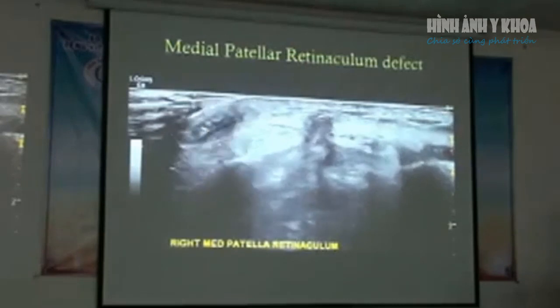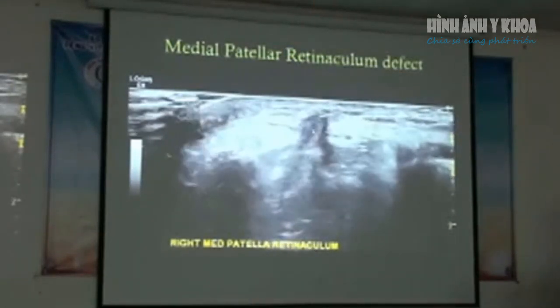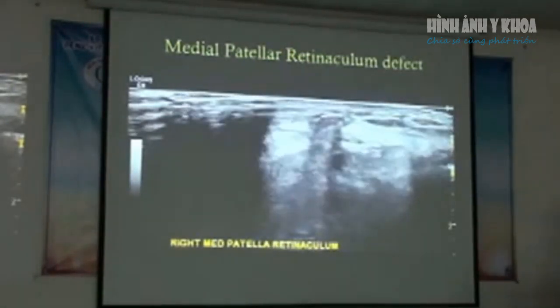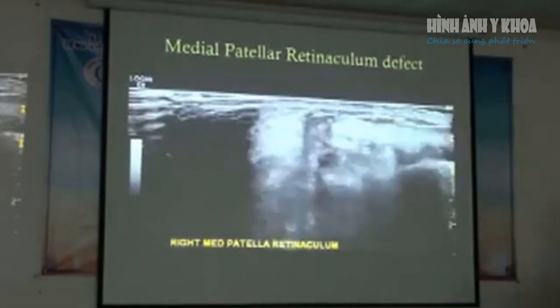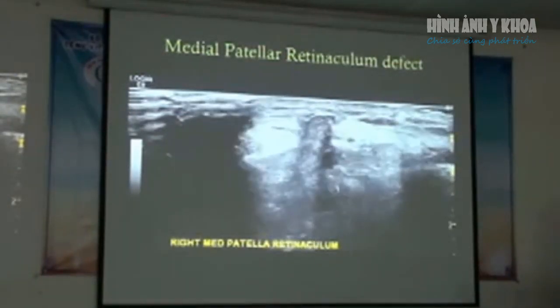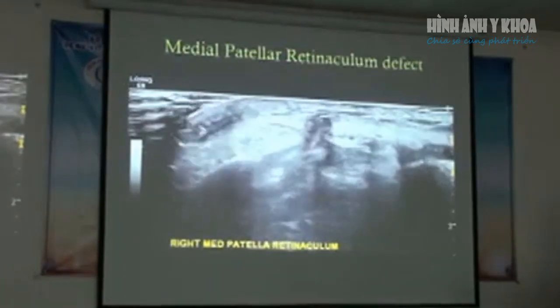And just with probe movement, I was able to push this in and out. So what this is, it's actually a defect in the medial retinaculum with herniation of Hoffa's fat pad up through that hernia.